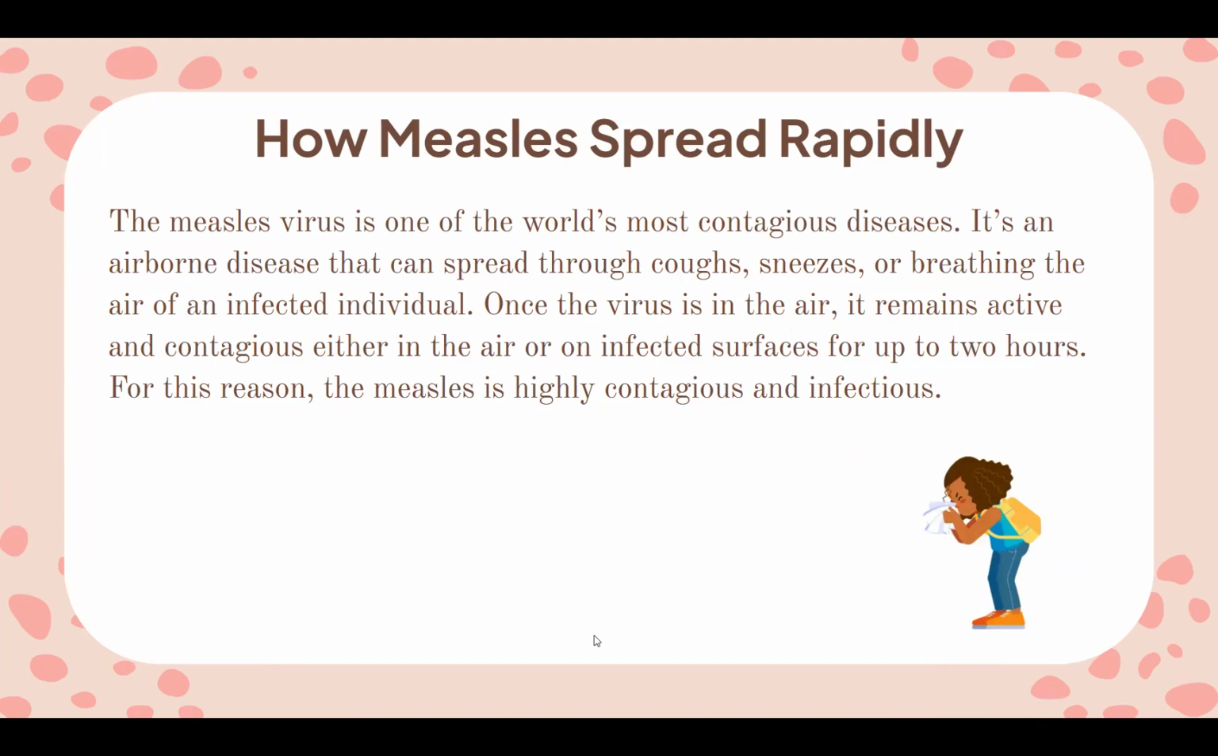How measles spreads rapidly. The measles virus is one of the world's most contagious diseases. It's an airborne disease that can spread through coughs, sneezes, or breathing the air of an infected individual. Once the virus is in the air, it remains active and contagious, either in the air or on infected surfaces for up to 2 hours. For this reason, measles is highly contagious and infectious.